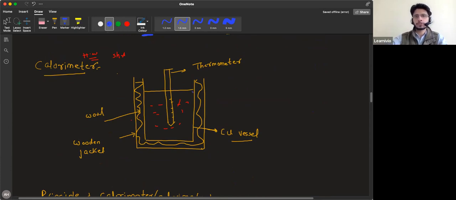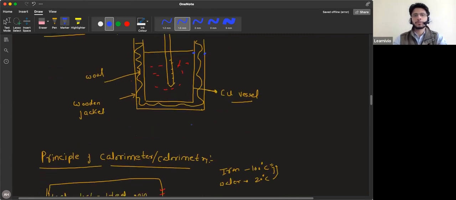So this is the copper vessel. This is the wooden jacket. In between these two, you are putting wool here. So that is the calorimeter. Now, the principle of the calorimeter.